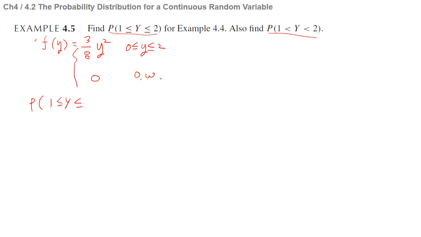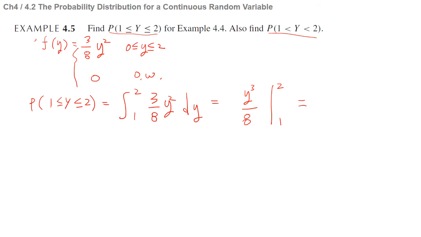The probability of y less than or equal to 2 is the integration from 1 to 2 of 3 over 8 y square dy, and this is 1 over 8 y third evaluated from 2 to 1, which is 1 minus 1 over 8, which is 7 over 8.